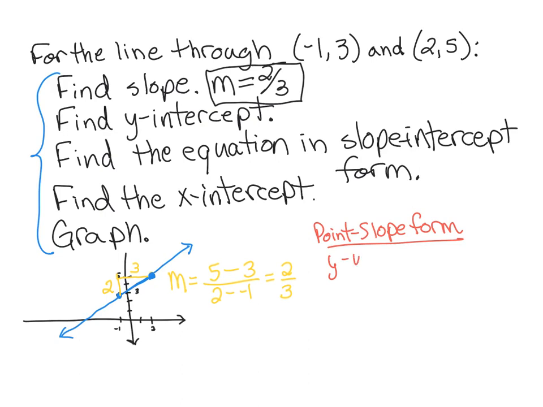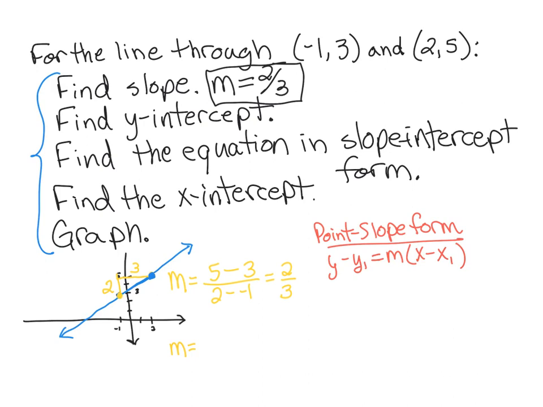Y minus the y value of a point equals the slope times x minus the x value of one of the points. Now, again, you get to choose which point is 1 and 2. All right, look at this slope over here. What if I had started with the other point? What if I had started with this?